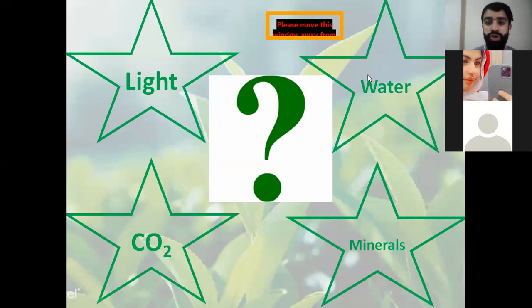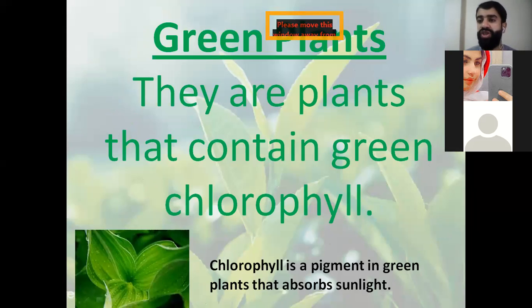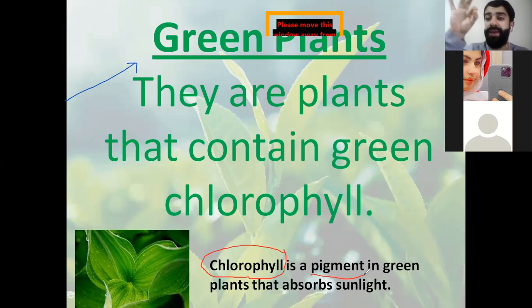Let's see. So first, what is the definition of the green plants? Green plants are the plants that contain chlorophyll, the green chlorophyll. What do you know about chlorophyll? Chlorophyll is the pigment in the green plants. It's a substance in the green plants. These pigments absorb the sunlight, and this gives the green plant its color, the green color.